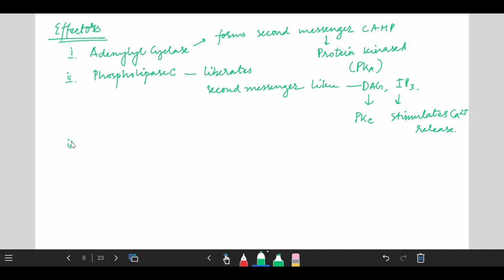Another type of effector is channels, and the receptor which acts through it is the M2 receptor, which is coupled to Gi type of protein and causes calcium outflow. Okay, sorry, potassium outflow. M2 type acts through Gi type of G protein coupled receptor, and potassium outflow leads to hyperpolarization of your cell membrane.